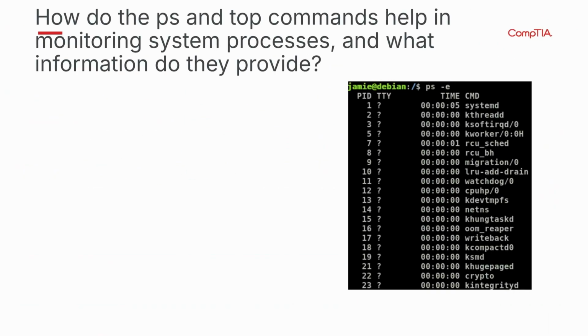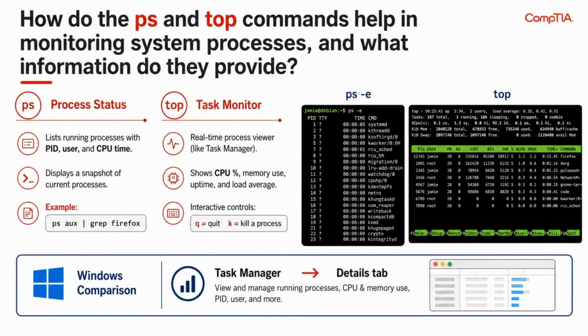When monitoring system health, the PS command provides a static snapshot of running processes, including their PIDs and resource usage. Conversely, the TOP command offers a real-time, interactive monitor, much like the Processes tab in the Windows Task Manager.